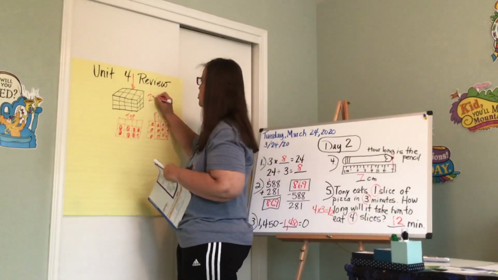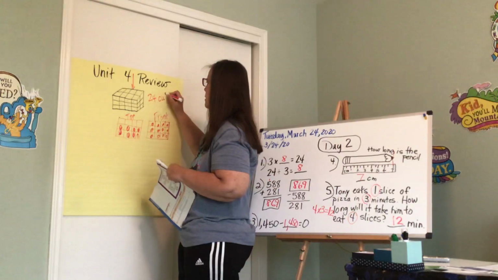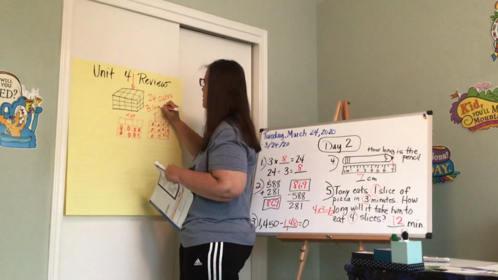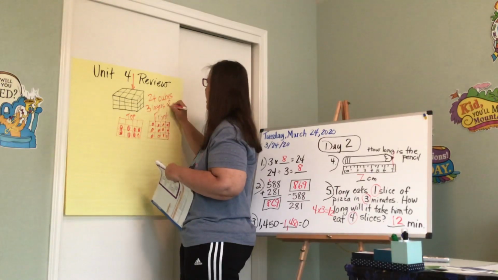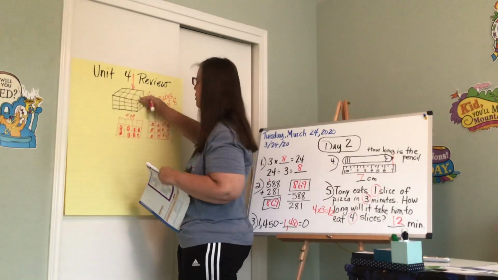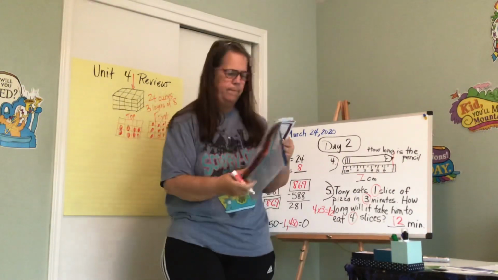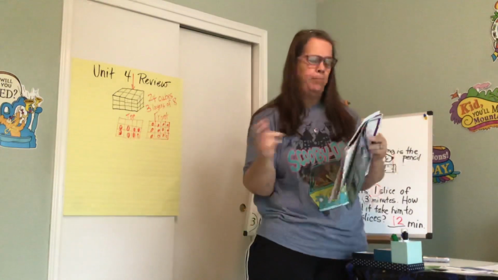Okay, once again, there were 24 cubes because there were 3 layers of 8. There's 8 here, 8 under there, and 8 on the bottom. 8 times 3 is 24. All right, flip your paper over to the back.